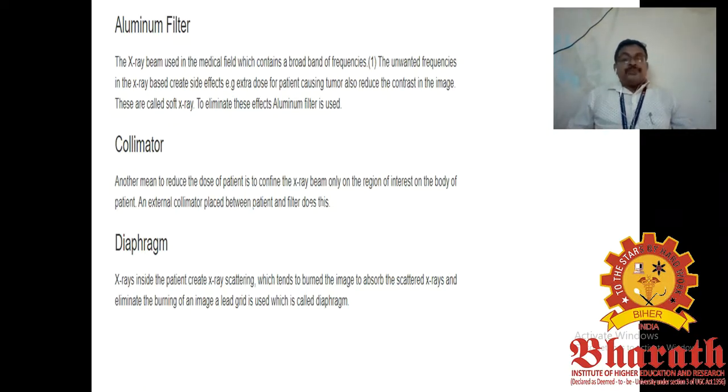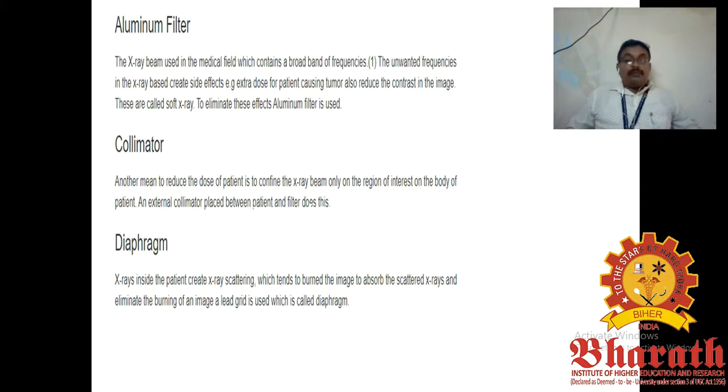Then the collimator: another means to reduce the dose to patients is to confine the X-ray beam only to the region of interest on the body of the patient, not on all of it. Suppose I have a small crack in my right hand. Then only my right hand should be focused towards the X-ray tube and the collimator, via the aluminum filter, collimator, lead sheet. I do not want to focus my entire body. So you always have to focus only on the particular region, and for that the X-ray tube along with the aluminum filter and collimator is going to work for you.